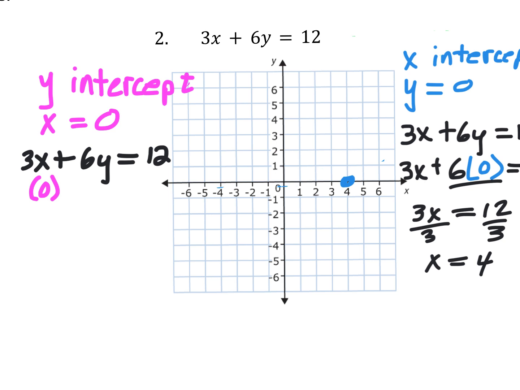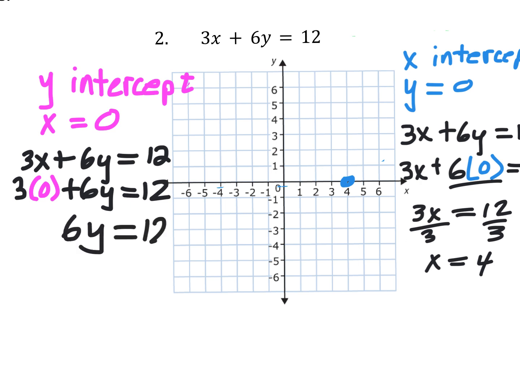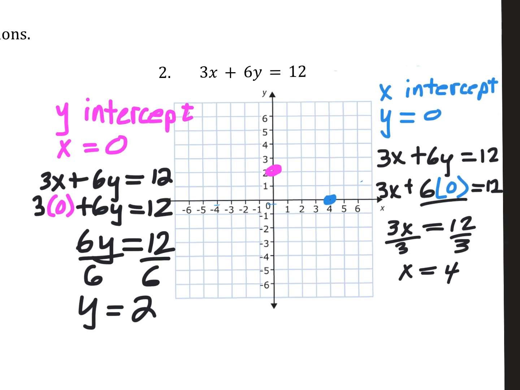So the same idea is going to happen because anything times 0 is still 0. So the 3 times 0 is really just going to cancel itself out. So that then you're left with 6y is equal to 12. Divide both sides by 6. Your y-intercept is 2. So the shortcut to find the y-intercept is to take this constant and divide it by the coefficient, the number that's in front of the y.